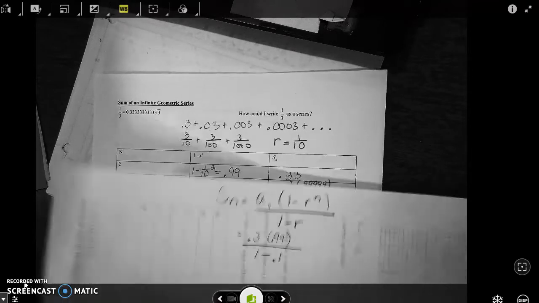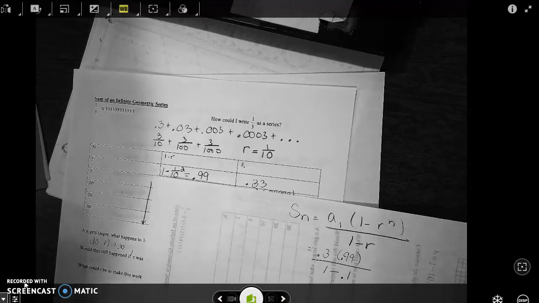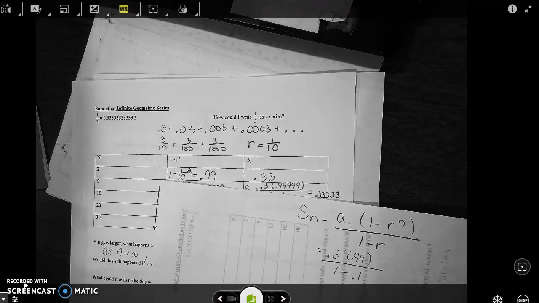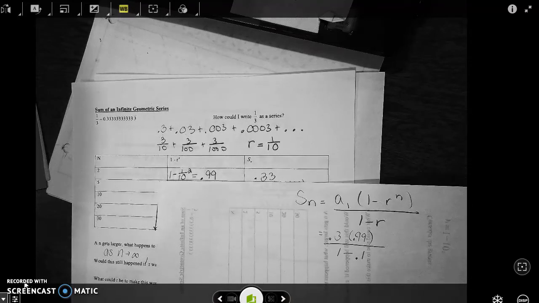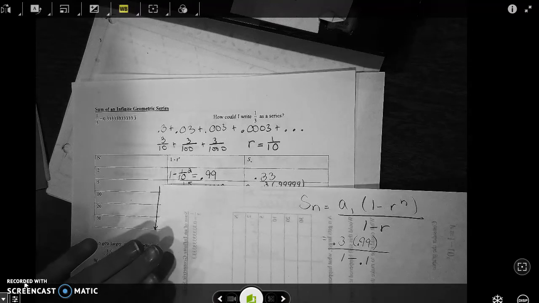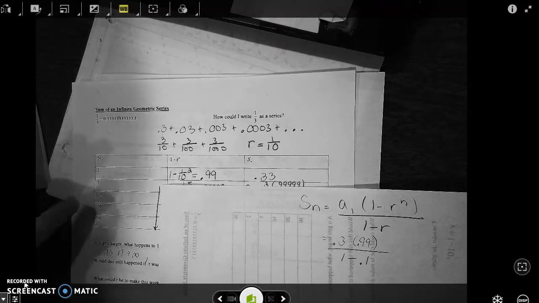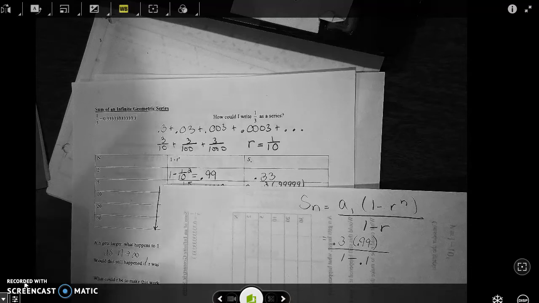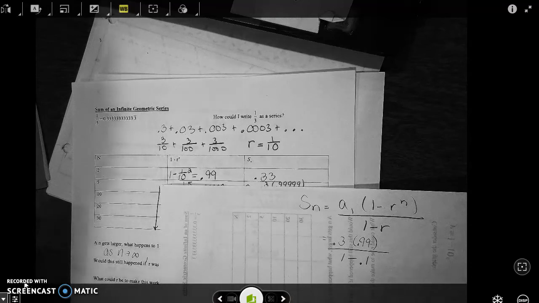So I want you to pause the video for just a few minutes and fill the rest of this table in, because we're looking at a very specific pattern here. Pause the video. Fill in the 1 minus r to the n part for 5 terms, 10 terms, 20 terms, and watch what happens.